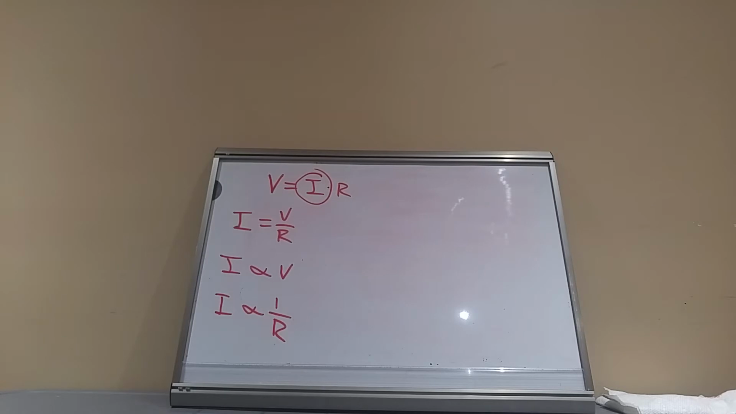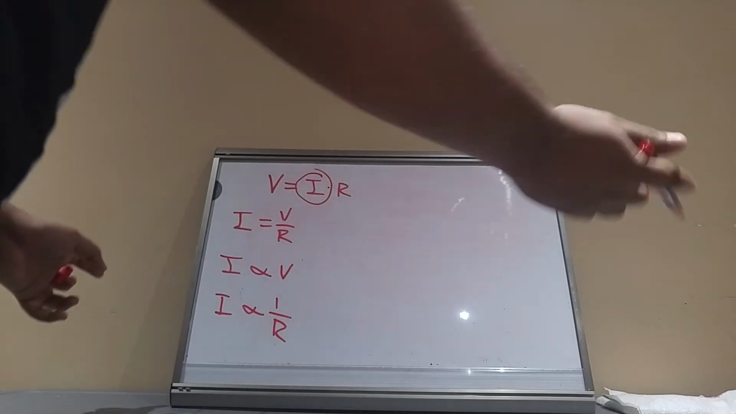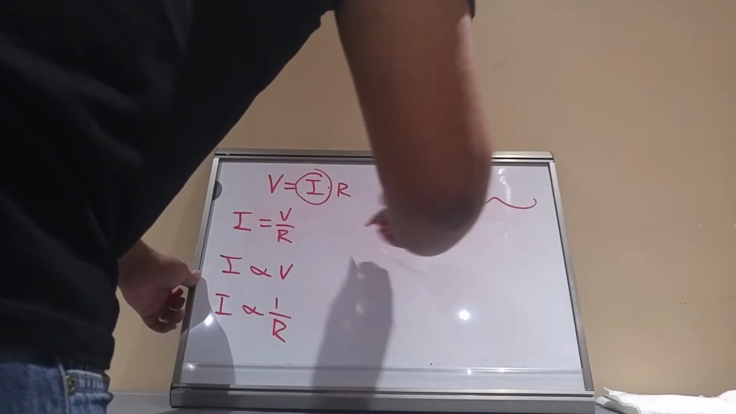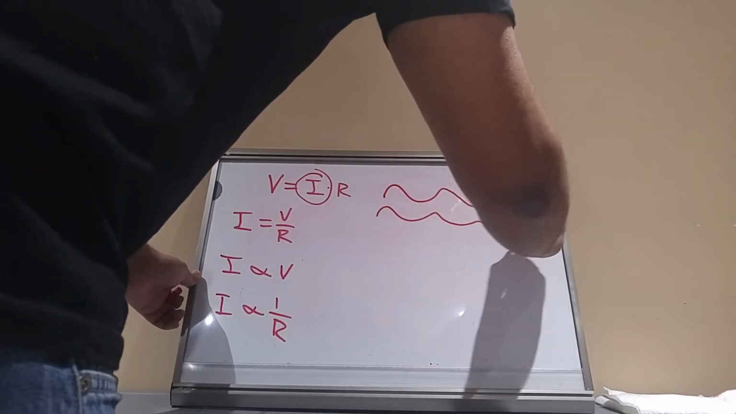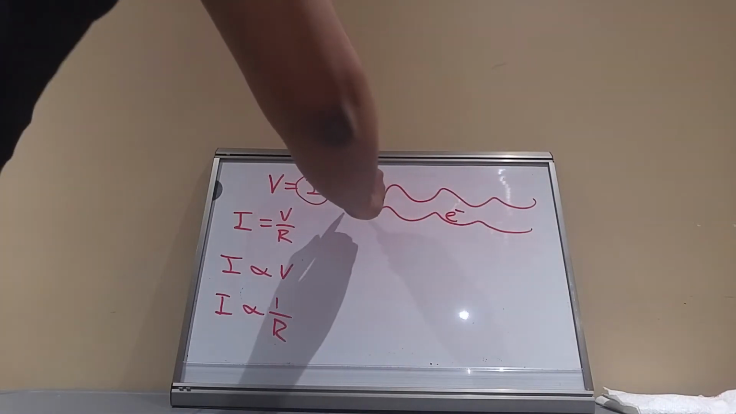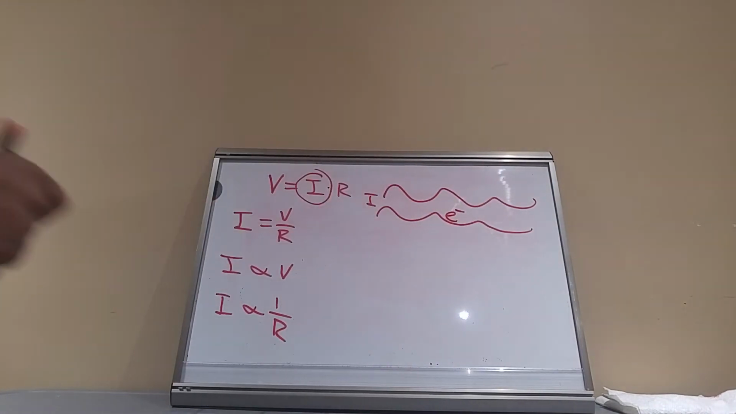Now, a good analogy to help explain the flow of electrons is to observe, let's say, something that flows in real life. Let's say a stream or a river, just a body of water that flows. So these squiggly lines represent water, or in this case, the flow of electrons. So let's label it electron. And then, so this will represent I.